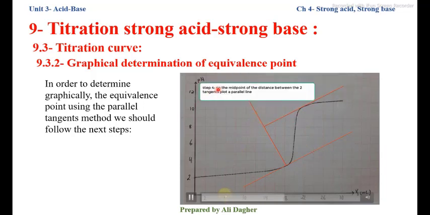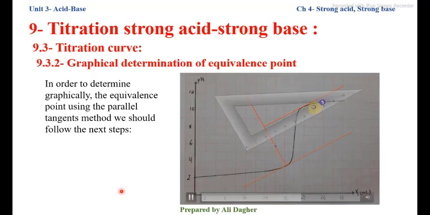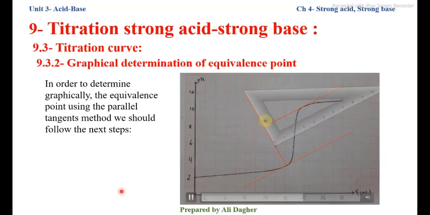Step 4, on the midpoint of the distance between the two tangents, plot a parallel line. We determine the midpoint between the two parallel tangents. This is the midpoint. From this midpoint, we draw a parallel line to the two tangents.